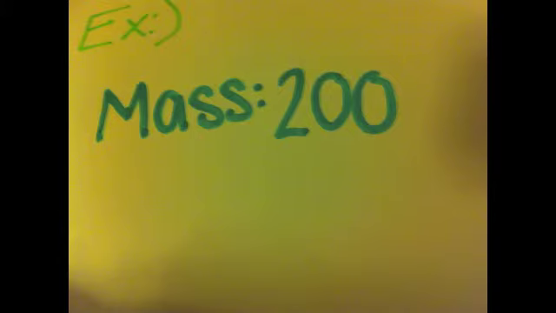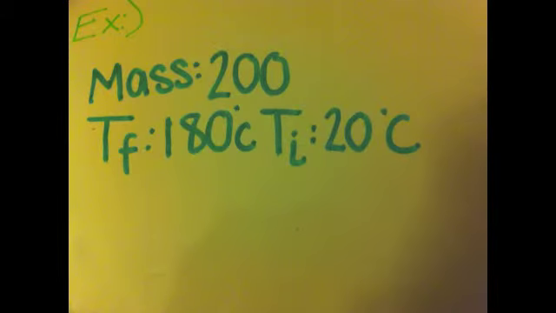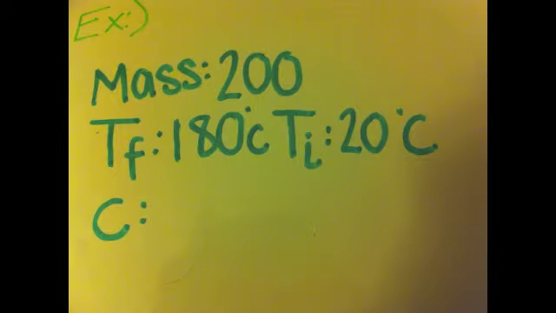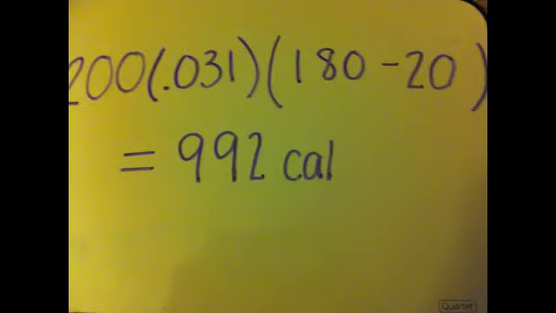Let's do an example. Let's say you have a 20-gram brick of gold that you want to heat to 180 degrees Celsius from an initial temperature of 20 degrees Celsius, and the substance has a specific heat capacity of 0.031. Multiply the mass of the subject, which is 200, times the specific heat capacity of 0.031 times the quantity of the change in temperature to get 992 calories as your answer.